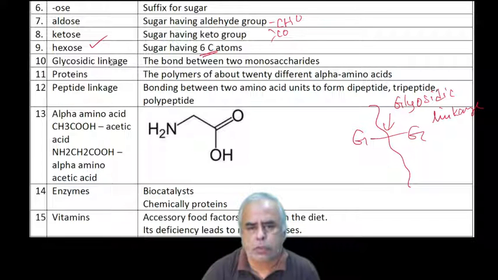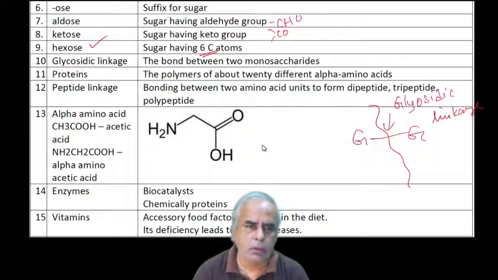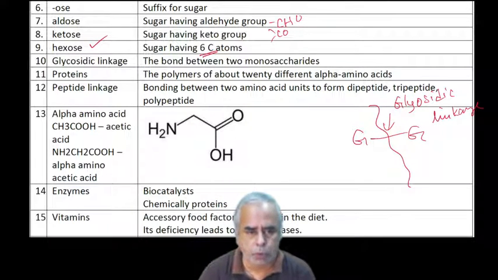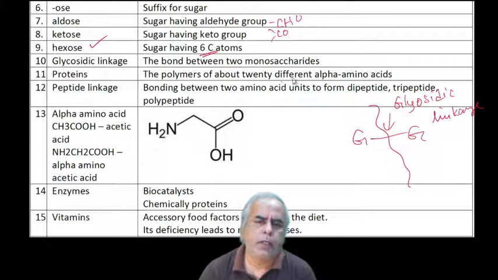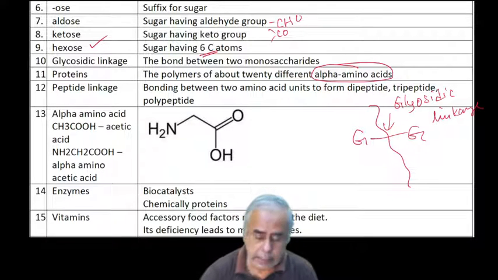Then proteins. So far I have just given a briefing about carbohydrate. Now let us move to proteins. Proteins are the polymer of about 20 different alpha amino acids. Let me explain about these alpha amino acids.